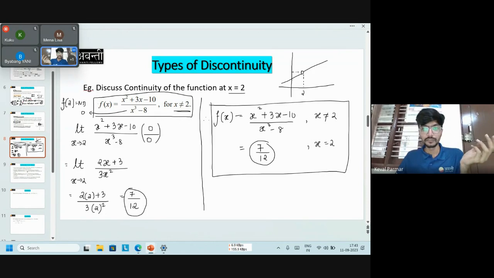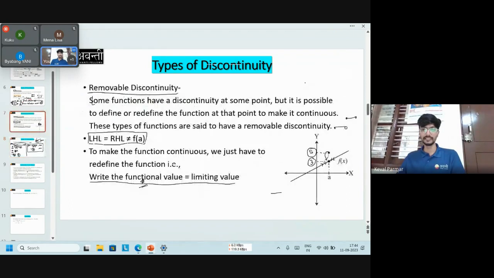At x equals 2, the limiting value is 7 by 12. That means from the left-hand side and from the right-hand side, I am approaching 12. But here is a hollow circle. So if I try to find f of 2, we get not defined. That means here it is a hollow circle, meaning the function is discontinuous at x equals 2, as you can see here.